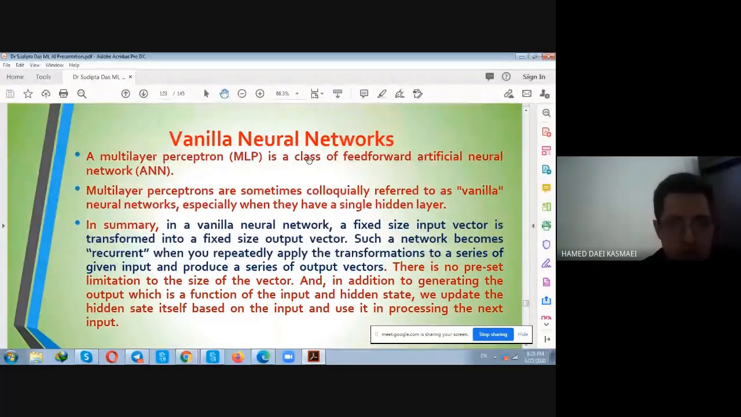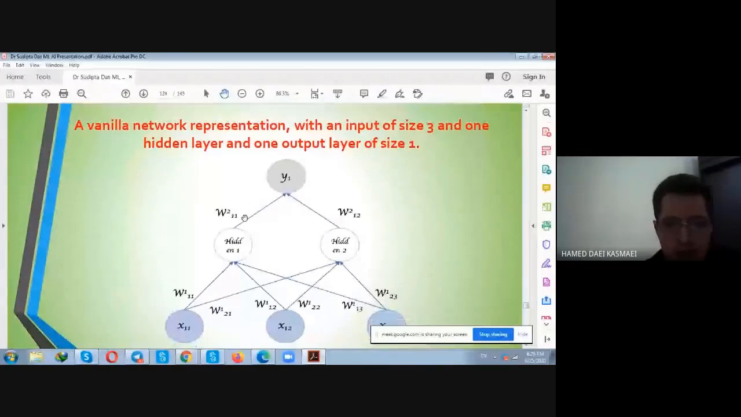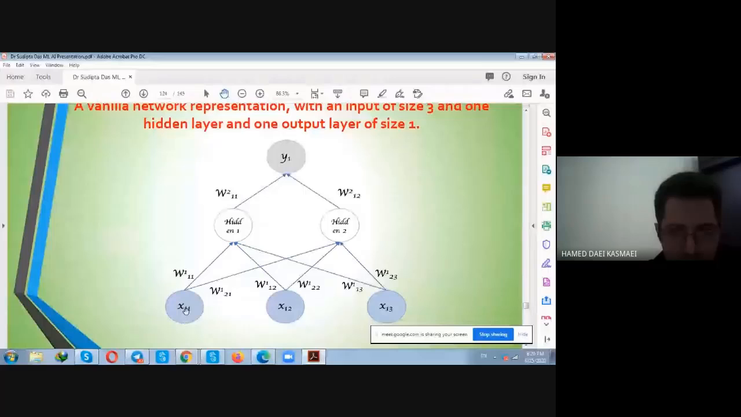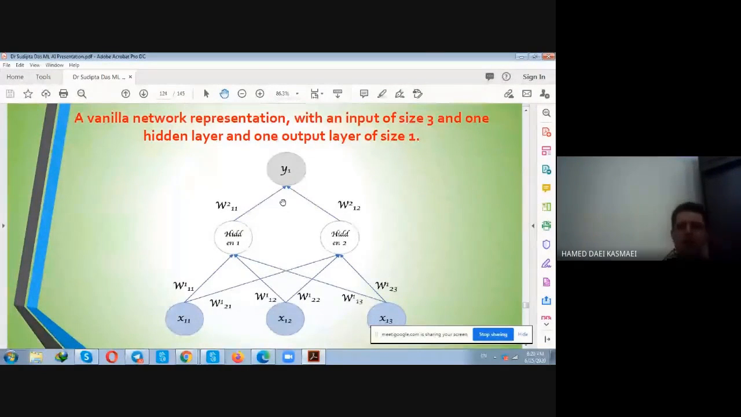Okay, so you will see here this network, the vanilla neural network. You will see x11, x12, x13. These are connected to hidden layers, and then hidden layers again are connected to y or y hat as the output layer that you will see here. And we have input size 3 and 1 hidden layer, and 1 output, which is size 1.